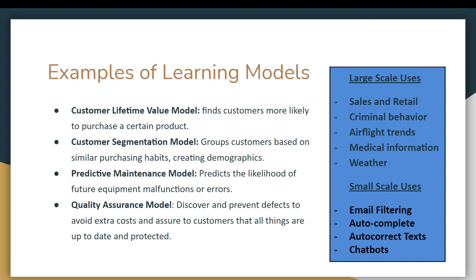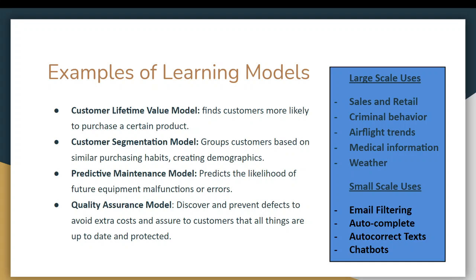Examples of learning models are listed below here. We have customer lifetime value models, which are able to find customers that are more likely to purchase a certain product. And we see this kind of learning model in social media and Amazon, where it will show users products that they are more likely able to purchase based on their search histories or items that they've purchased in the past. The next one is customer segmentation models, which is able to group customers based on similar purchasing habits and creating demographics. We see very similar variants of this model in social media as well, where you're able to group certain people with similar interests together.